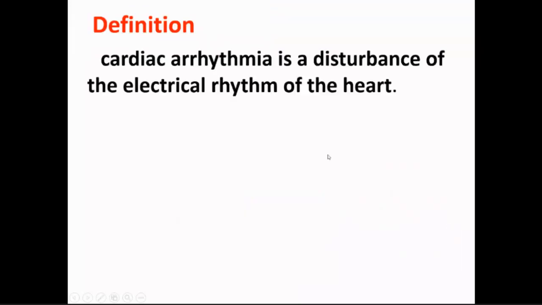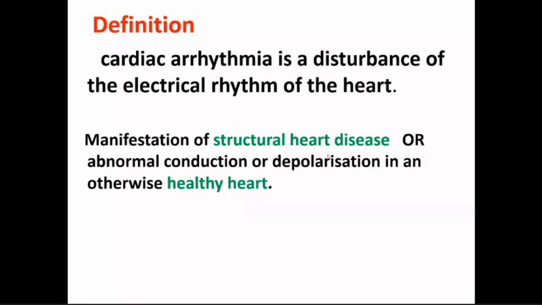So definition of cardiac arrhythmia is a disturbance of the electrical rhythm of the heart. It is a manifestation of a structural heart disease or abnormal conduction or depolarization in an otherwise healthy heart. يعني ممكن الارثميا تكون in a normal, apparently normal heart and can occur in a patient with abnormal heart function، يعني the heart failure, the right ventricular hypertrophy, the scar, the ischemia. Okay, يعني heart إذا شوفه by echo for example it has abnormal structure. So it can occur in apparently normal heart or can occur in structural heart disease.